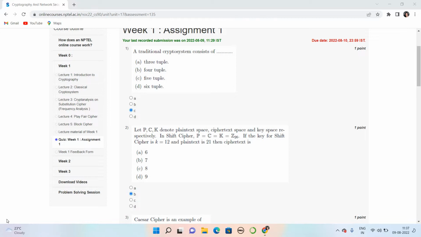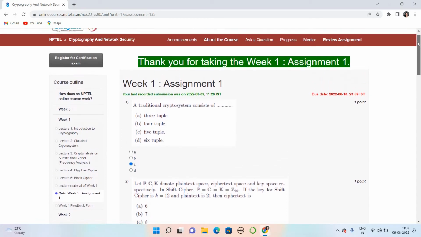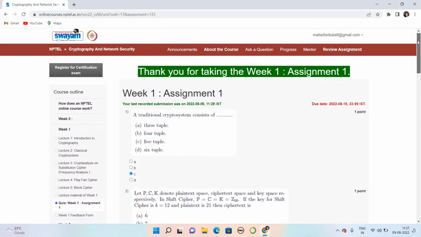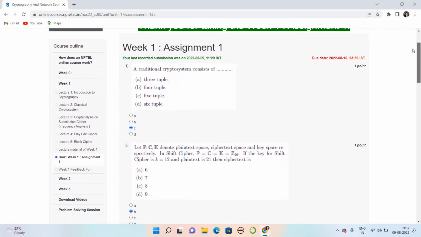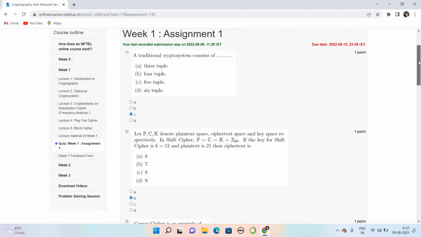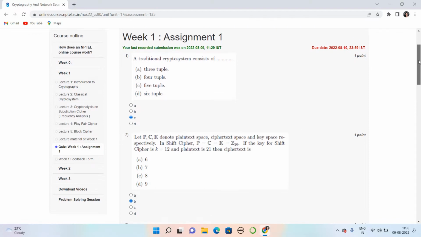In today's session I want to give the answers for the course Cryptography and Network Security for NPTEL Swayam Central of July 2022. This is the course Cryptography and Network Security, and the due date for this particular course is August 10th. So this is the week 1 assignment. Now I am providing the answers for the week 1 assignment as per my knowledge. Okay, so let us see the answers for week 1 assignment 1.